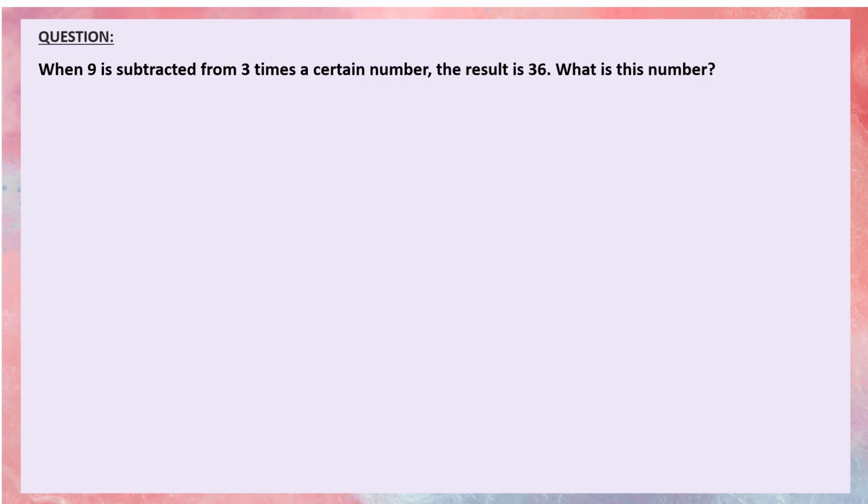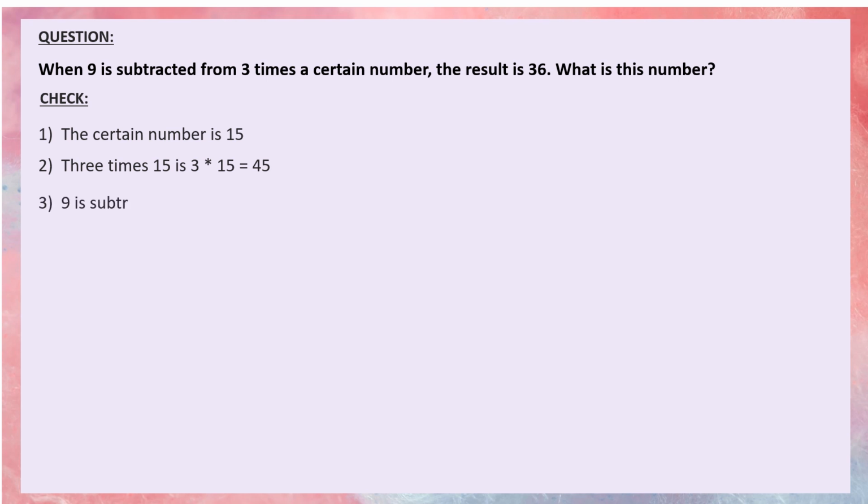We'll just do a quick check based on the question to see whether this number actually satisfies the question. The certain number that we have solved for is 15. 3 times this number is what? 3 times 15 is 45. And then from the question above, 9 is subtracted from 3 times the certain number. So if 9 is subtracted from 45, this implies 45 minus 9, and that gives us 36.